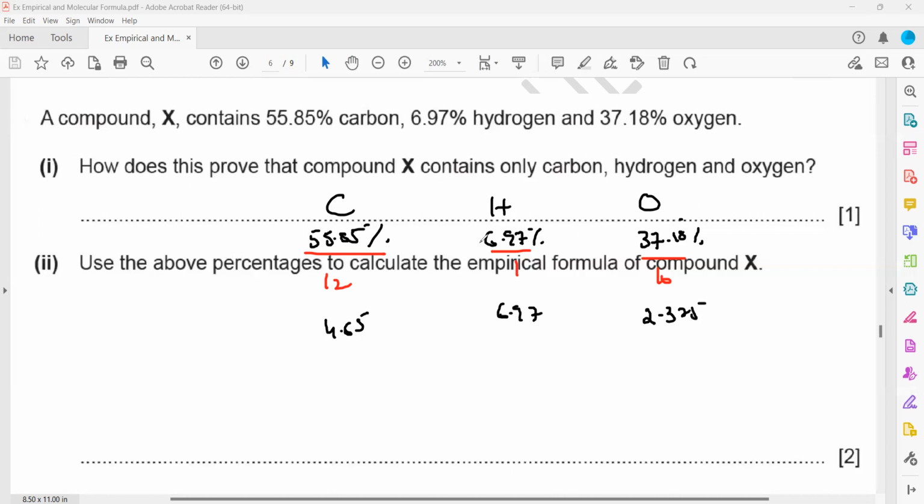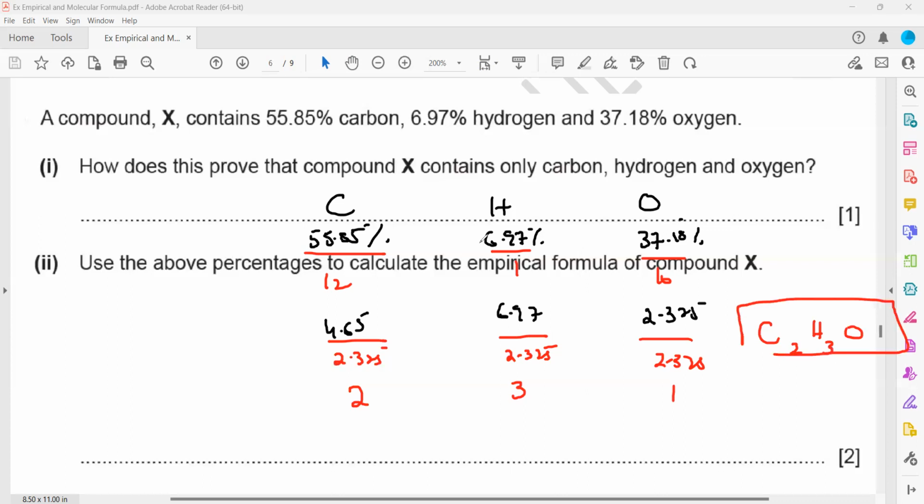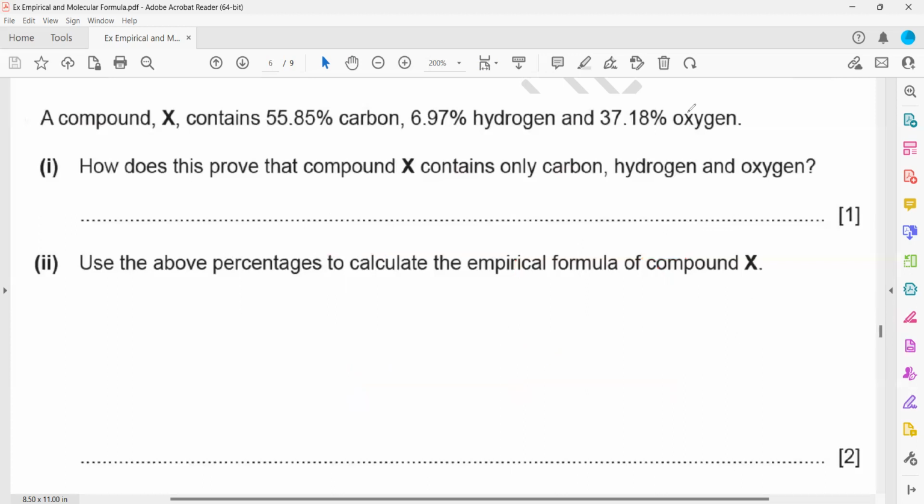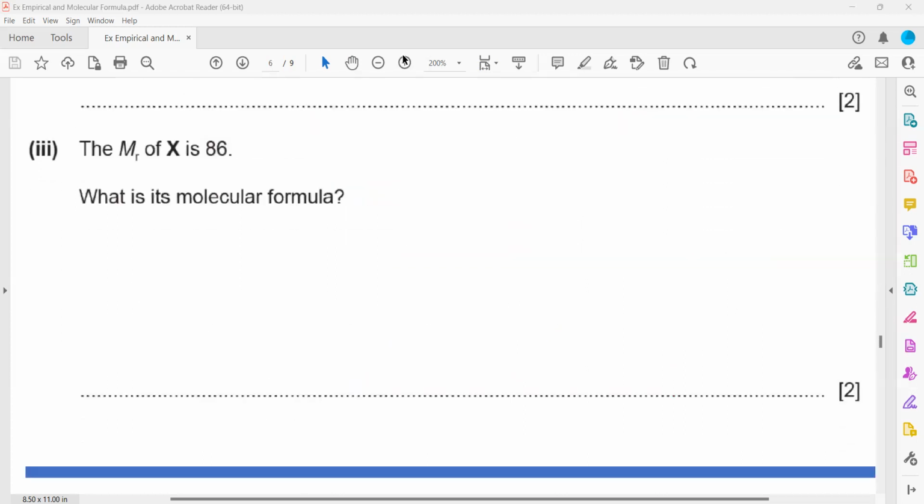Then divide by the smallest value in the combination, which is 2.325. This will be about 2, this is about 3, and this is 1. So we don't have to round off now. So it will be C2H3O. That's the empirical formula. Then we need a molecular formula. And the molecular mass is given, 86.